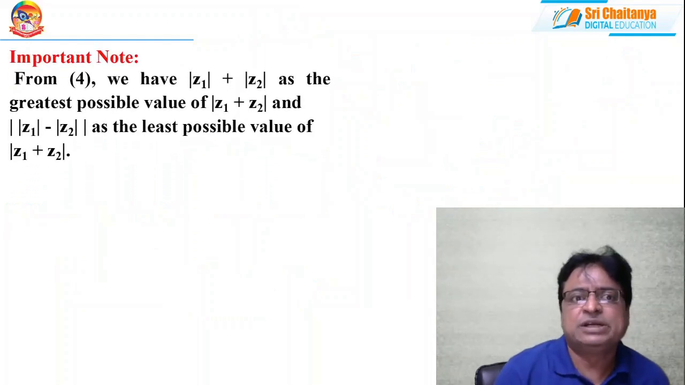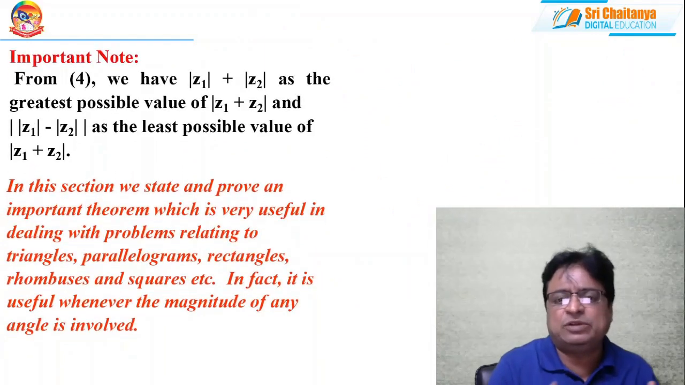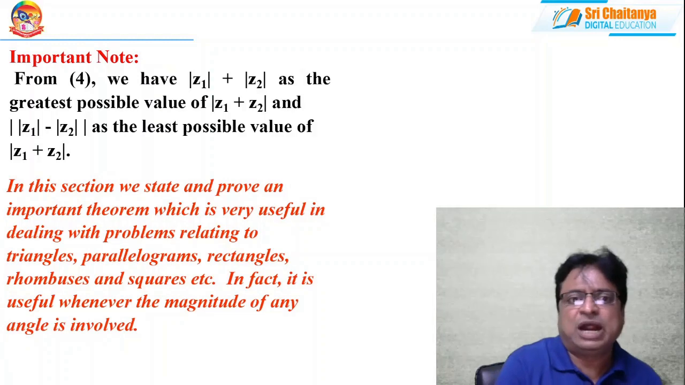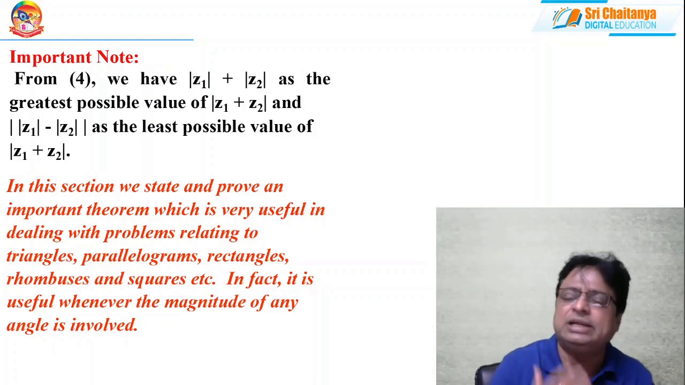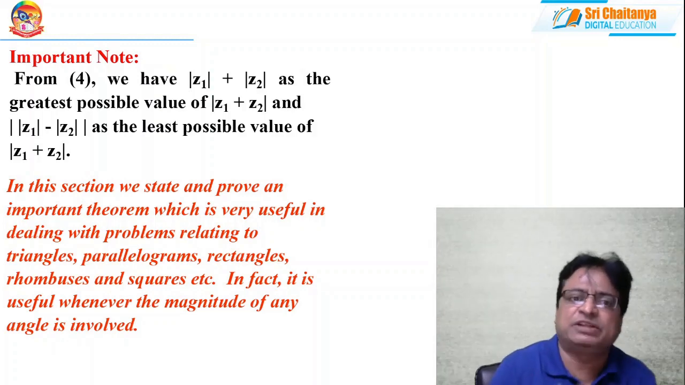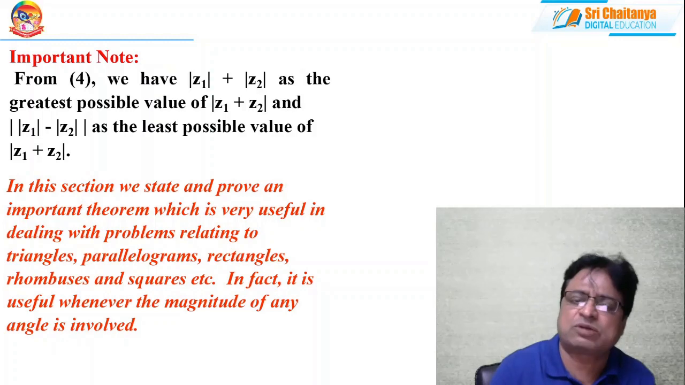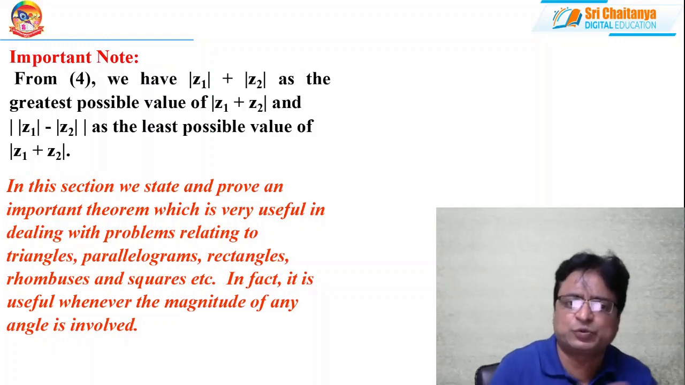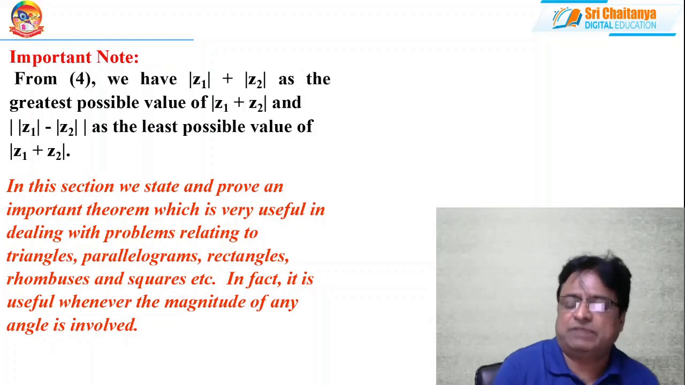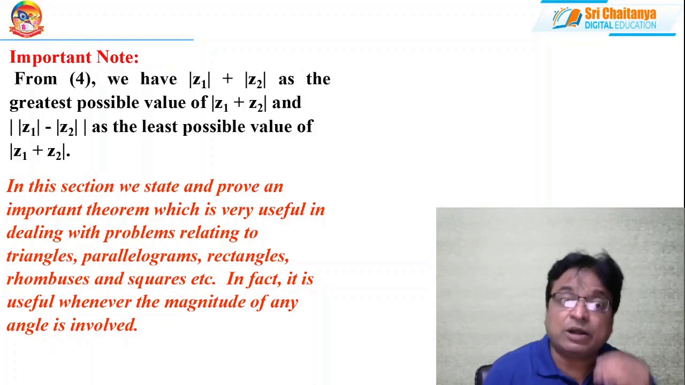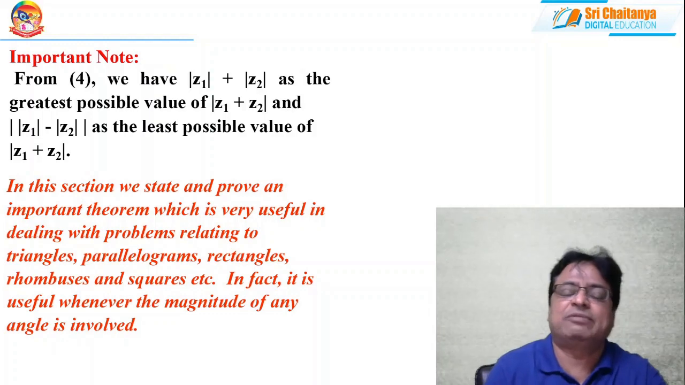So my friends, the least possible value and greatest possible value that I have told, and in this section we state and prove important theorems which are very useful in dealing with problems relating to triangles, parallelograms, rectangles, rhombus and squares. In fact, it is useful whenever magnitude and angles are involved. Okay, my friends. And what are those things that we will learn in our coming video?